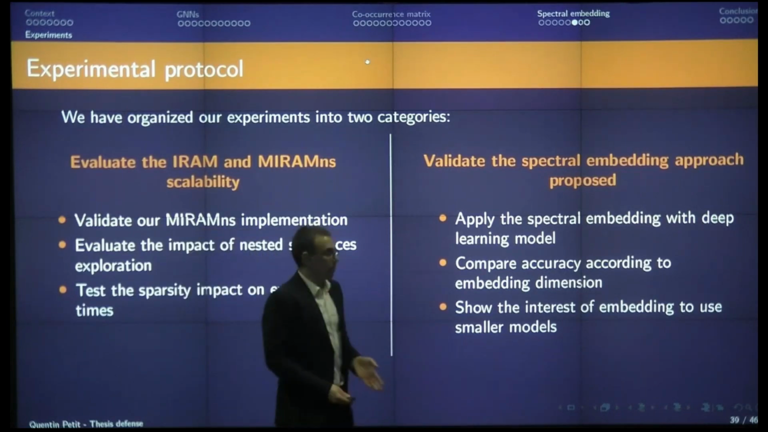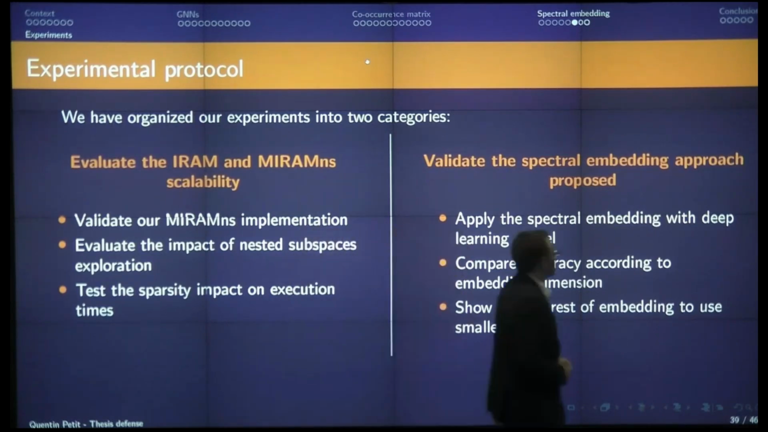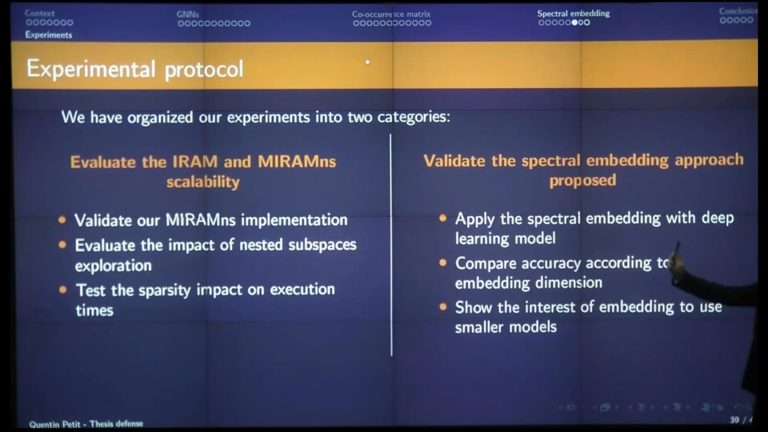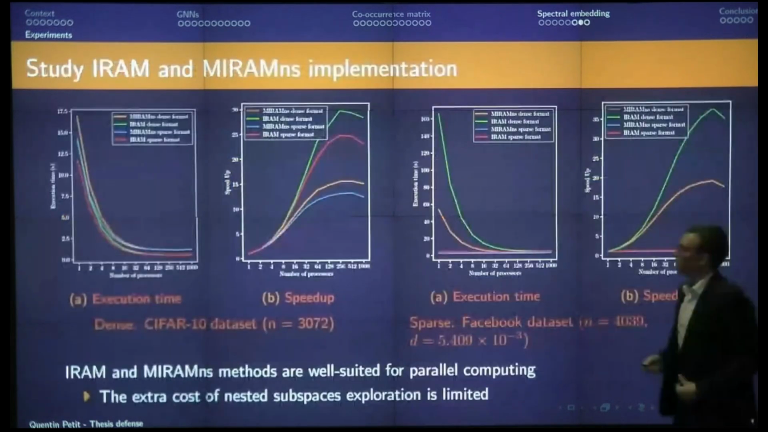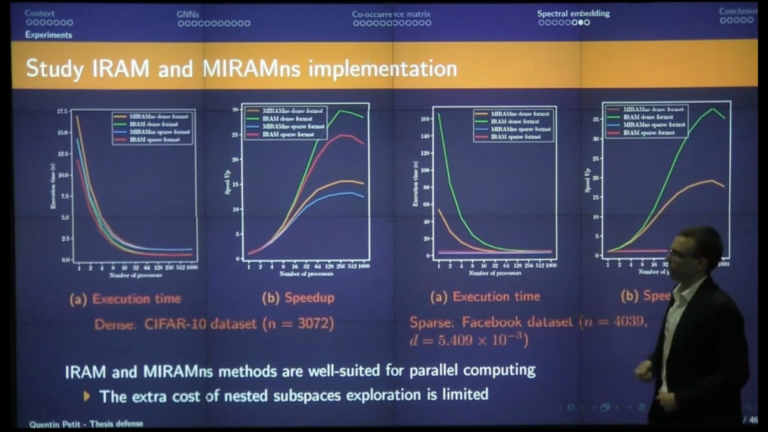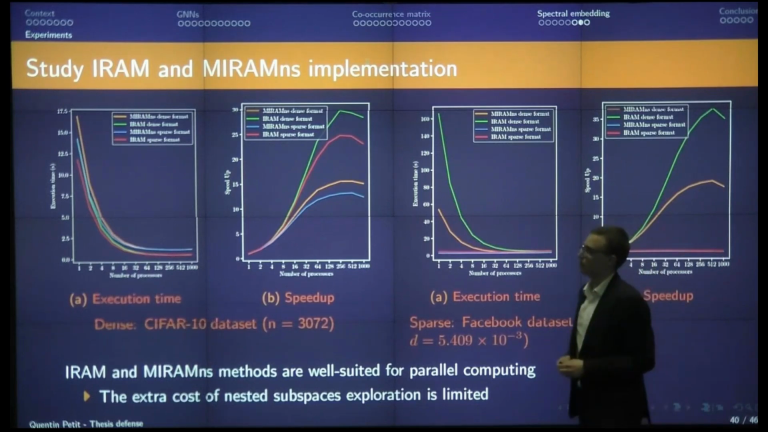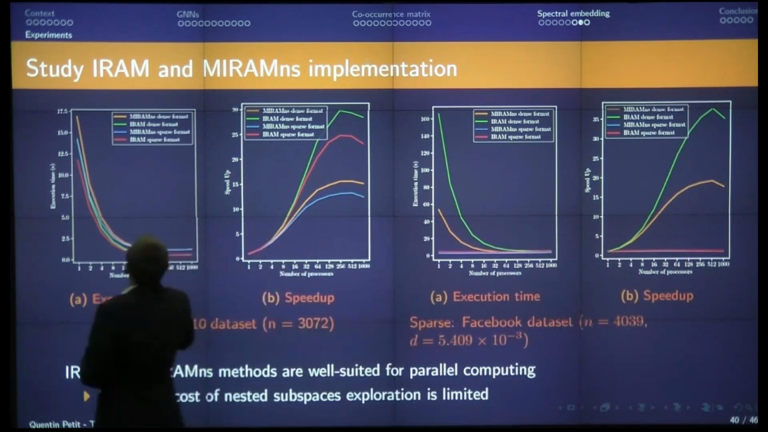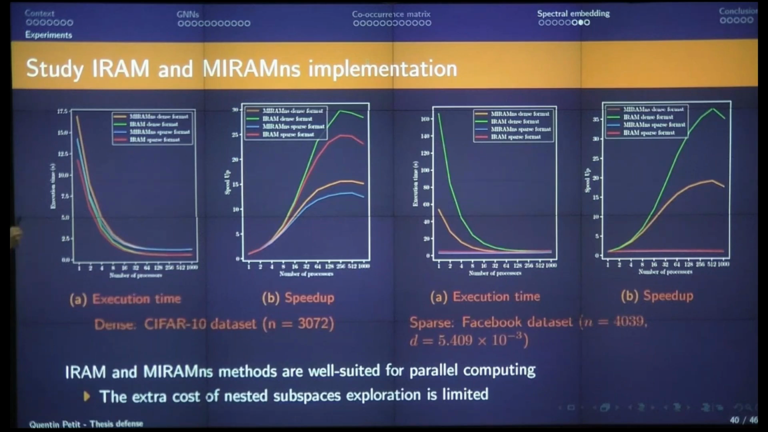After that, we will apply this spectral embedding on a real deep learning model, and we will see the impact of this embedding on the accuracy of the model. And we will show the interest of using a coherent embedding to represent the data and prepare the data before giving it as input to the model. But first, we will compare the MIRAM and IRAM implementations.